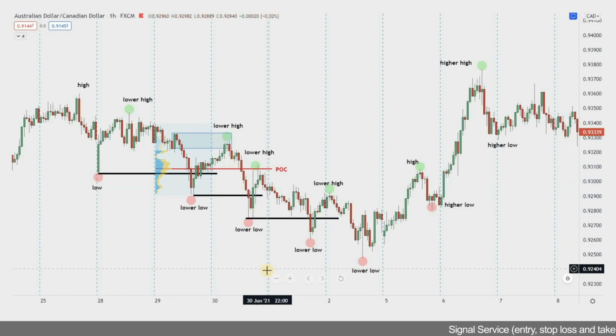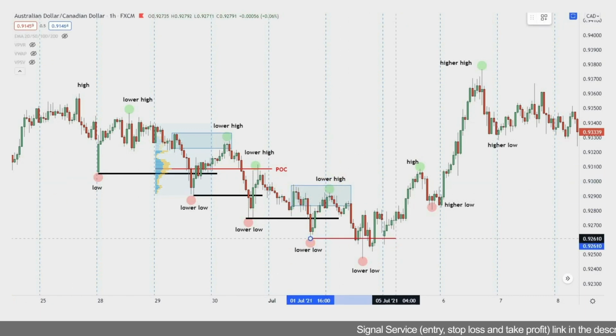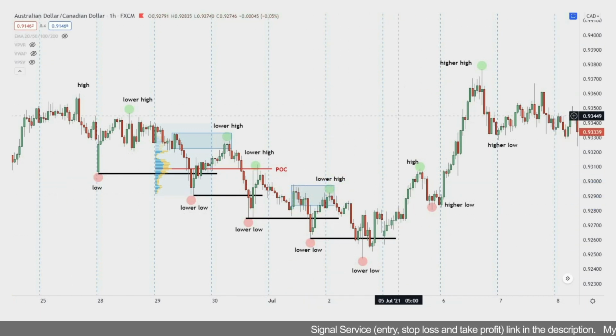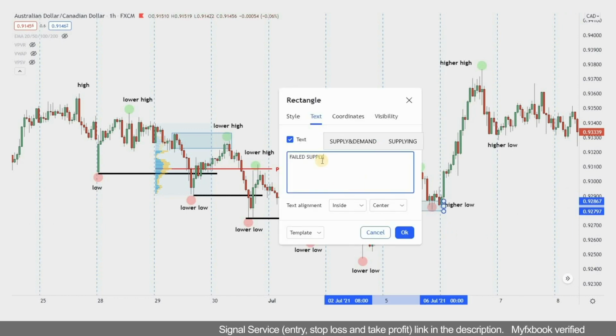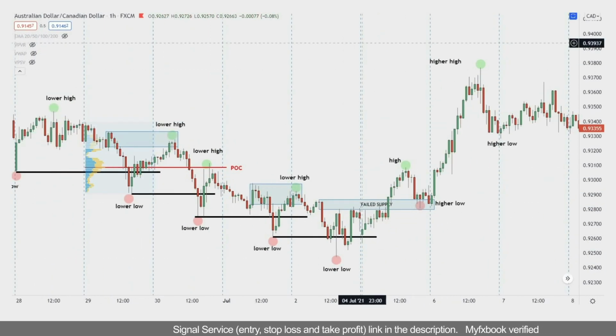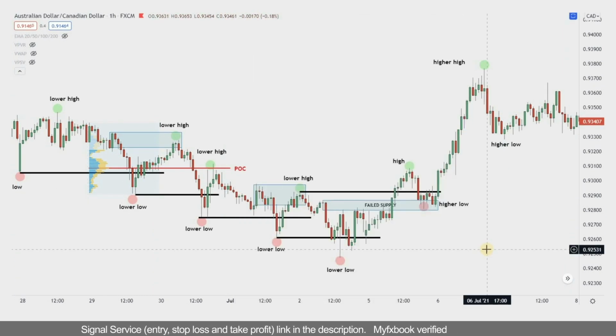After the next break, price pulled back again at the demand zone. In the last break, the supply zone failed to hold the price, and eventually we have the break of the last higher low and confirmation for trend reversal. As we can see, this supply zone became a demand zone.